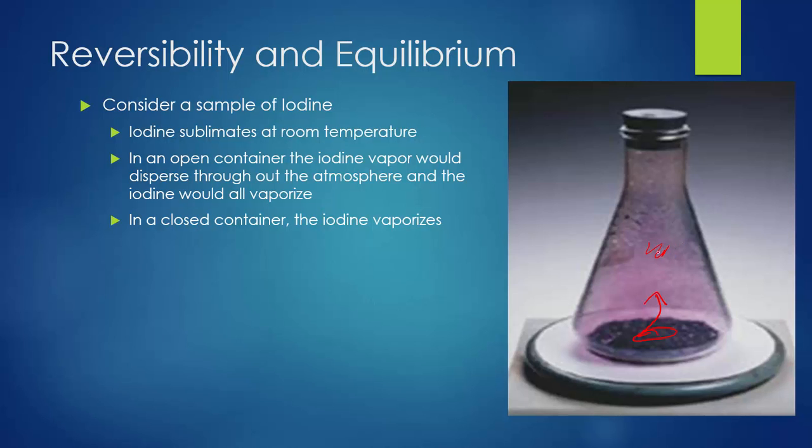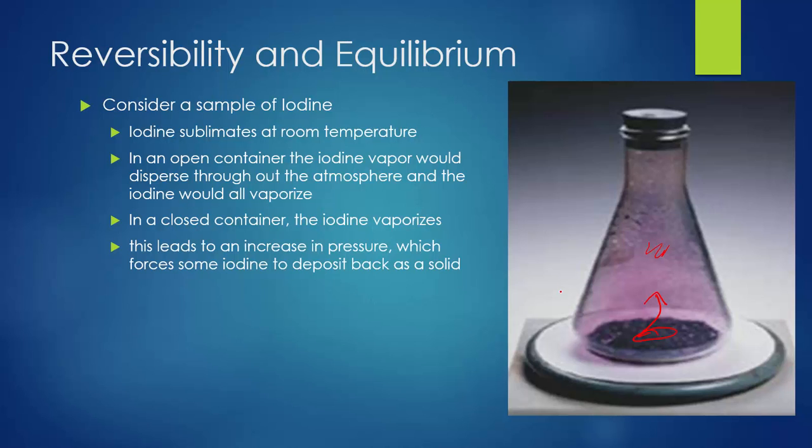There's now more gas in there bouncing off the walls of the containers, and that increased pressure actually forces the particles closer together and causes them to form a solid again. So they deposit back on the side of the flask, and you can see it. There's these little specks of solid iodine on the side of the flask.